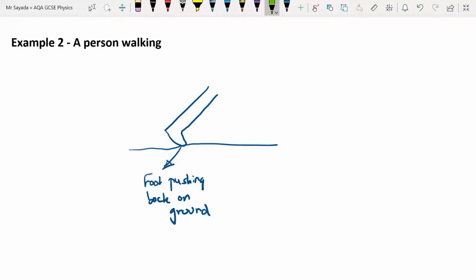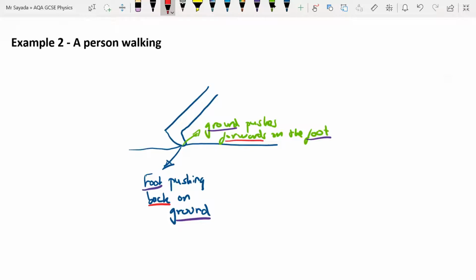You should have said that if the foot is pushing back on the ground, the ground pushes forwards on the foot. So again, notice you've got two objects. You've got the foot and the ground. This force is the foot pushing back on the ground. This force is the ground pushing forwards on the foot. Notice the directions are opposite. This one is pushing back. This one is pushing forwards. And they are the same type of force. They're both contact forces.